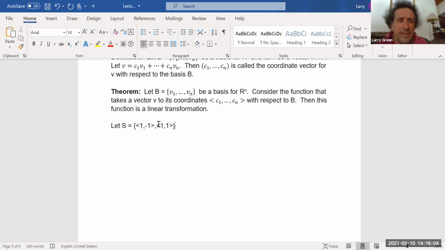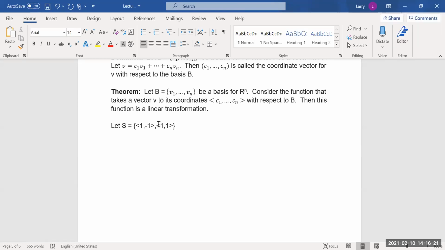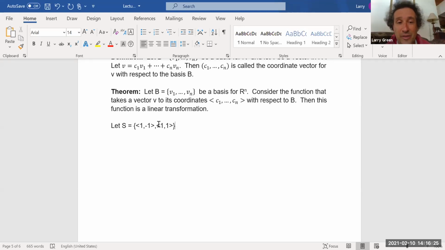By the way, is this a basis for R2? Yes or no? Should be an easy answer. Yes, because they're linearly independent, because they're not multiples of each other. There's just two of them, and two is the number we need. And if they're linearly independent and there's two of them, it's a basis. Is that clear?